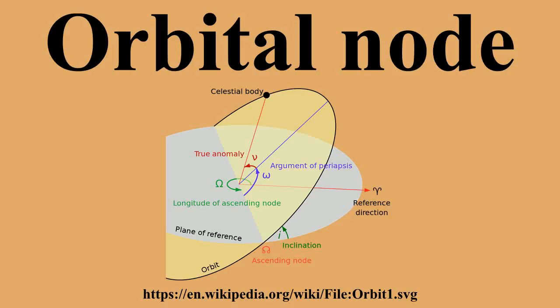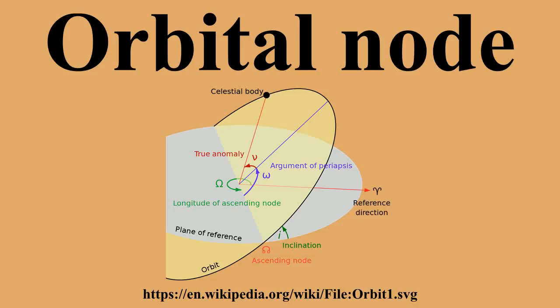The position of the node may be used as one of a set of parameters, called orbital elements, which describe the orbit. This is done by specifying the longitude of the ascending node. The line of nodes is the intersection of the object's orbital plane with the plane of reference. It passes through the two nodes.